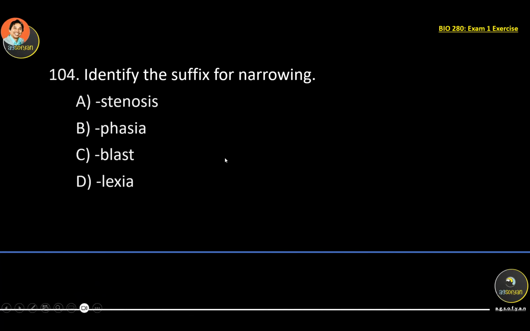Identify the suffix of narrowing. Narrowing. A, B, C, or D. You might have heard when someone has heart disease, for example, and then the doctor performs surgery because they have narrowing of their blood vessel, and they put in stents. So stenosis or stents, this means narrowing.